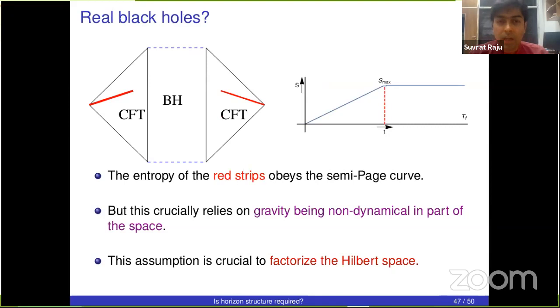In particular, as Ahmed described, you could take a black hole and couple it to a CFT. And then you could argue that the entropy of the red strips obeys this semi-Page curve. But I think this crucially relies on gravity being non-dynamical in this region. You switched off gravity at some point in the space, and then that allowed you to get a factorization of the Hilbert space, which then does lead to a Page curve.